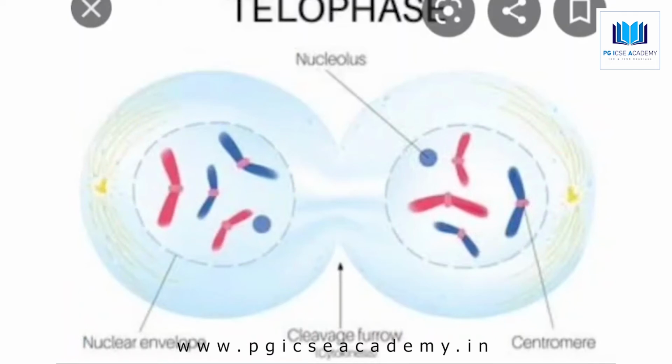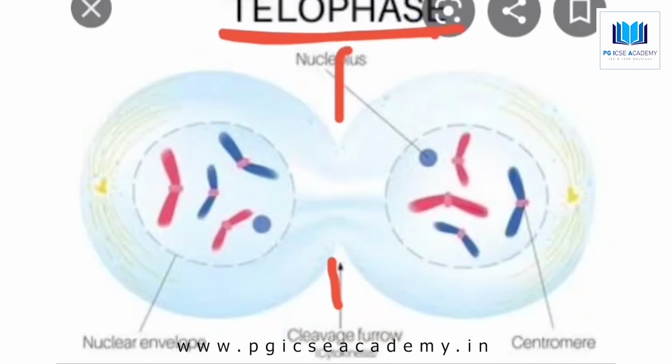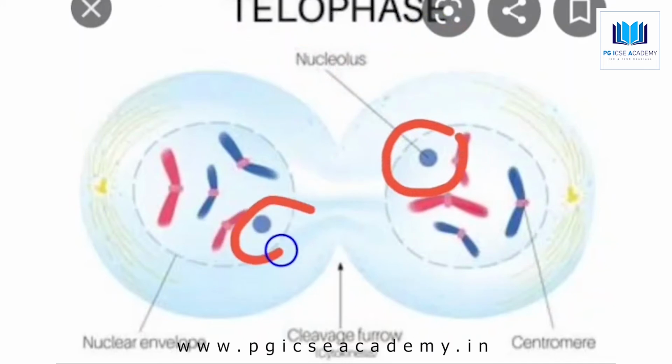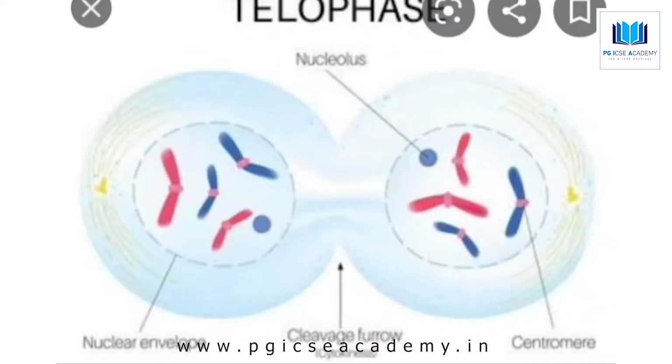Fifth, the cleavage furrow starts, in animal cells. And last, nucleoli reappear. The cleavage furrow, which was also visible in anaphase but not that deep, goes very much deeper in telophase, and the nucleoli reappear. That is, the nucleus present here reappears. So these were the phases of mitosis.